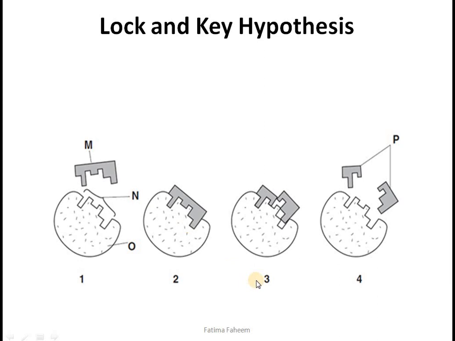This is the diagram from your last worksheet if you remember. O was the enzyme, N was the active site, while M is the substrate. Now if you see, the shape of the active site is complementary to the shape of the substrate. The substrate would fit itself into a specific enzyme's active site and would form the enzyme substrate complex. This is the enzyme substrate complex.